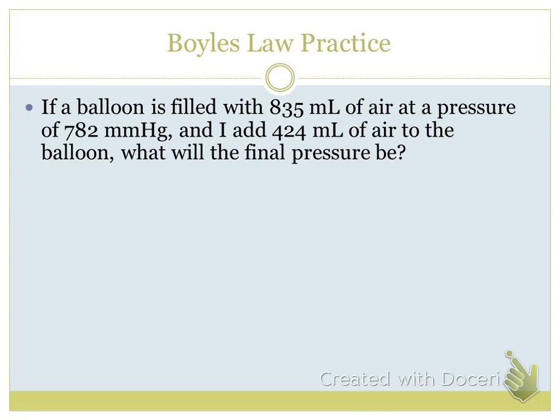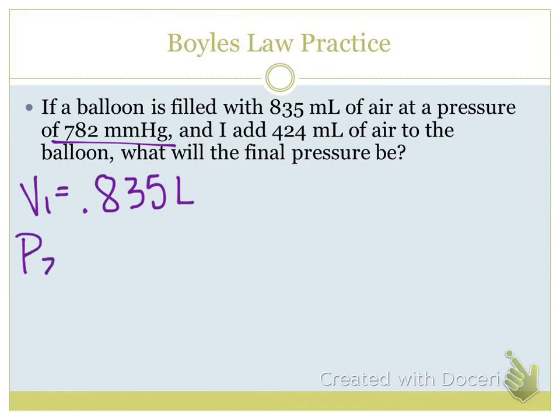What is the initial volume here? So V1 is 835 milliliters, and let's go ahead and put that into liters. So 0.835 liters. Our pressure is in millimeters of mercury, and we really don't want to work in millimeters of mercury. So how could I convert that from millimeters of mercury to atmospheres?